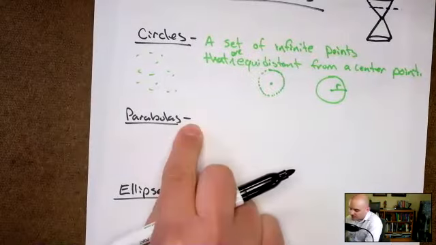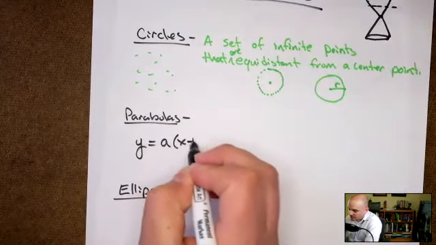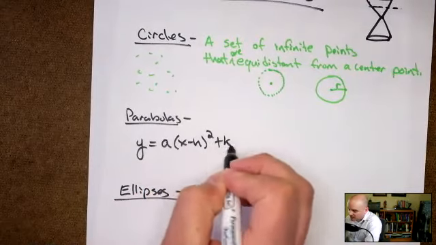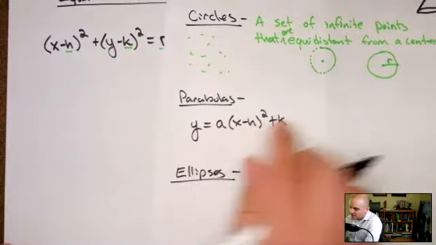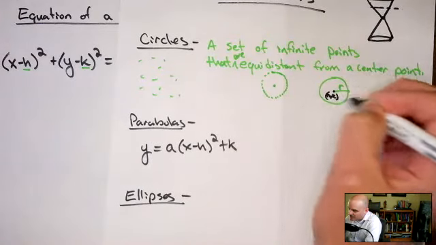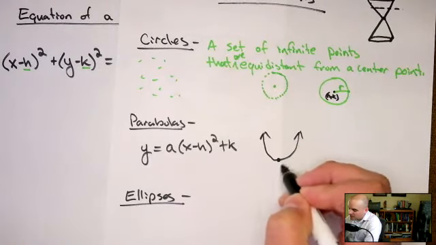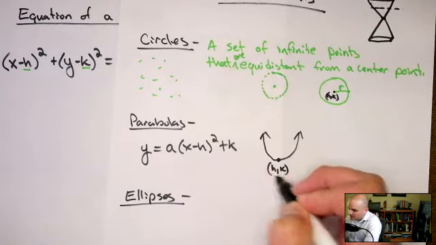Remember your equation for parabolas. It was y equals a times (x minus h) squared plus k. Now think about that in relation to this. h, k has a special spot on circles. It's right there at the center. On a parabola, it has a special location. It's right here at the vertex, h comma k.